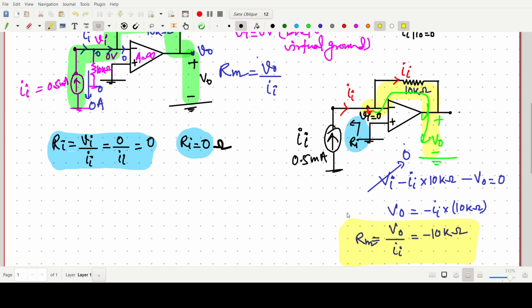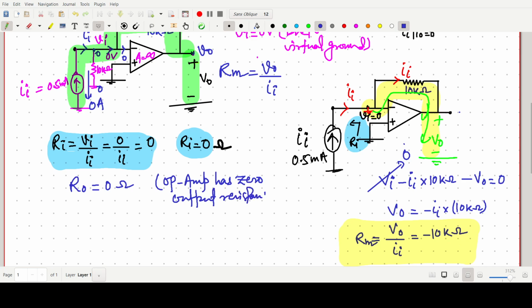Also the output resistance. In this case, the output resistance R naught will also be 0 ohm, since we are assuming that the op amp acts as a transresistance amplifier in ideal condition, so the op amp has 0 output resistance.